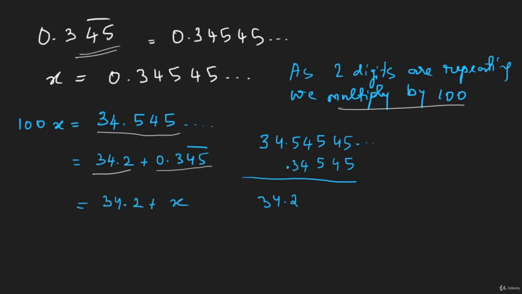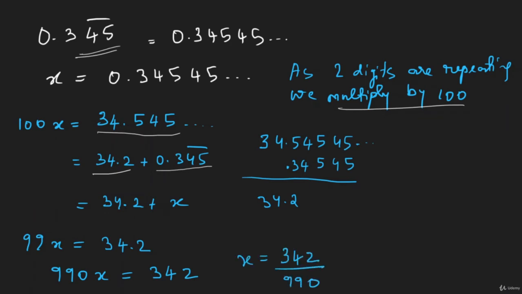Let me take x to the left hand side. That becomes 99x is equal to 34.2. Let me multiply both the sides of the equation with 10. I get 990x is equal to 342, and therefore x is equal to 342 by 990.